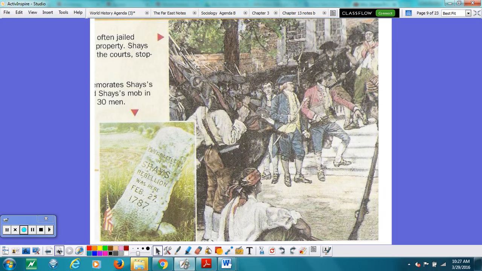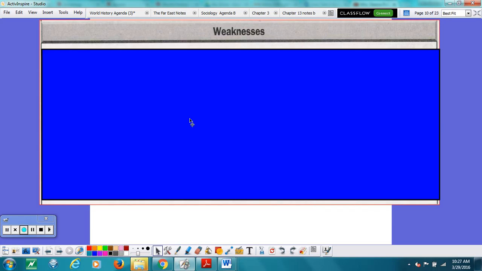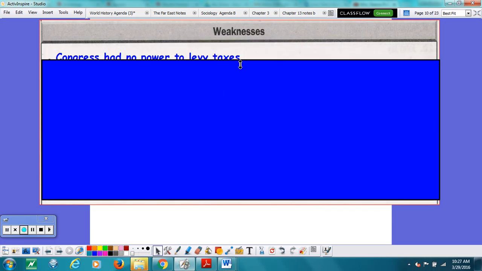And they took up arms. And what started off as somewhat of a civil protest almost resulted in the first Civil War here in the United States. And there was concern that more of these events could pop up. Hence, we might need to improve our form of government. And it's probably this event that led to having a constitutional convention to help bring about the U.S. Constitution.